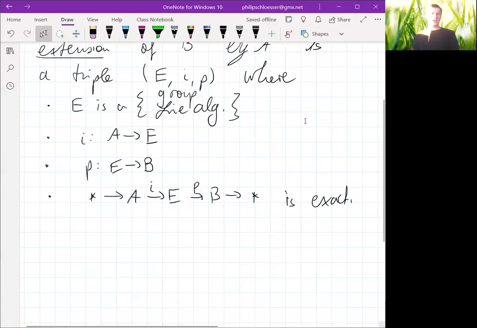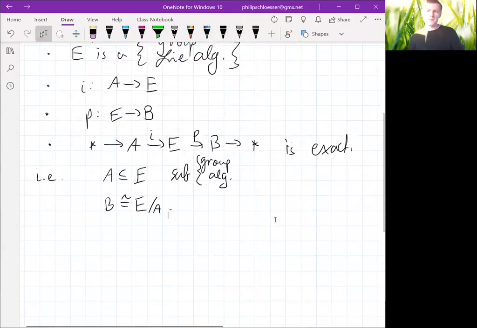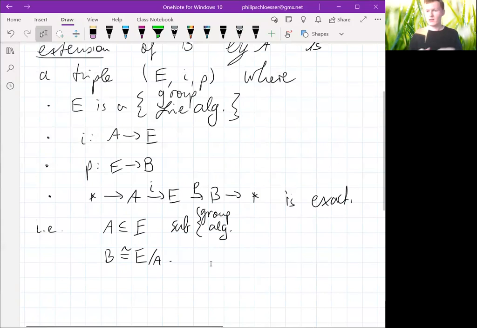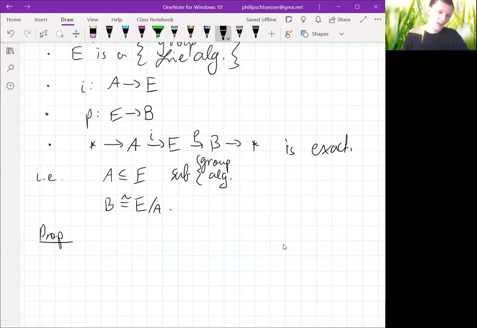In other words, an extension is a group or a Lie algebra E such that A is a subgroup or sub-Lie algebra, and such that B is isomorphic to the quotient of E by A. The way I like to think about it is that an extension of B by A looks locally like a product of A and B, but not necessarily globally. And one small lemma, or I guess proposition, is that there always exists such an extension, namely the trivial one.